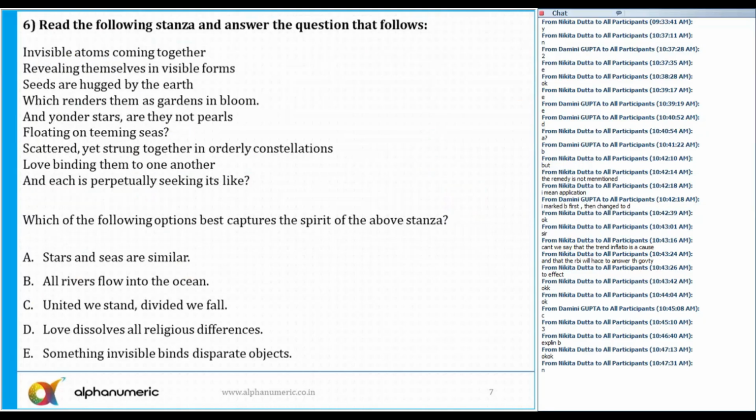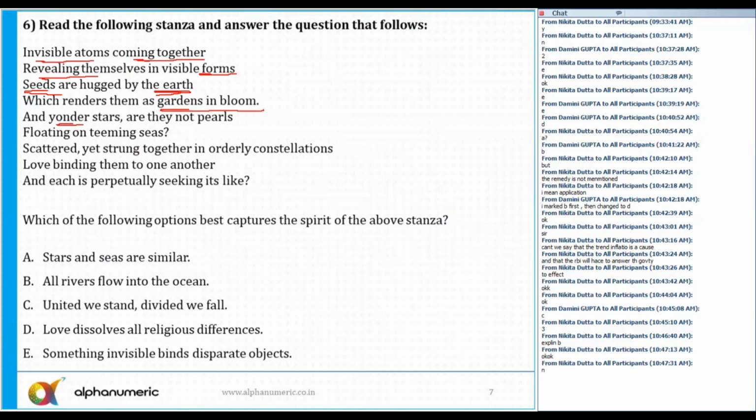Number six, read the stanza and answer the question that follows. He's telling you that invisible atoms come together, they reveal themselves in visible forms. Seeds are just like invisible things, but seeds are hugged by the earth. And how do you see the seeds? You see them in the form of gardens in bloom.